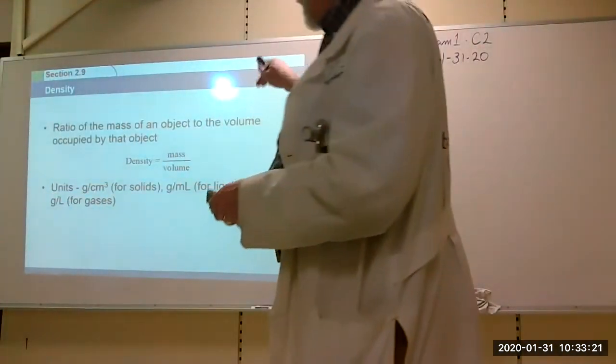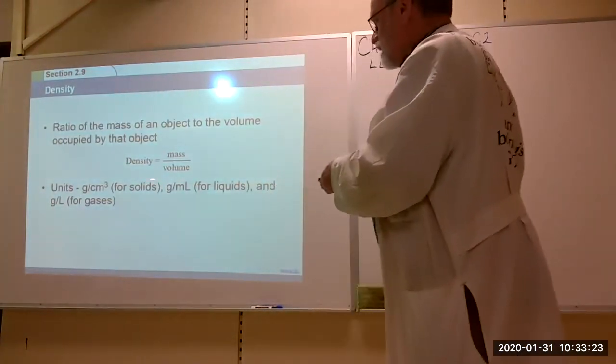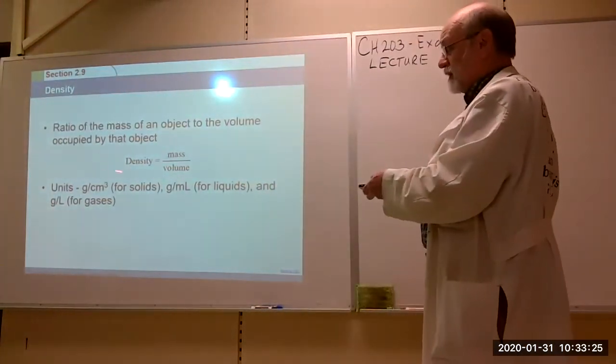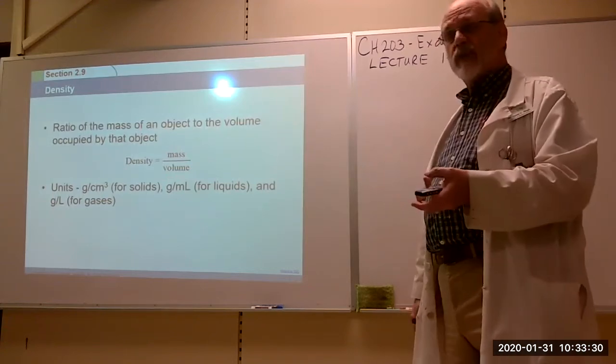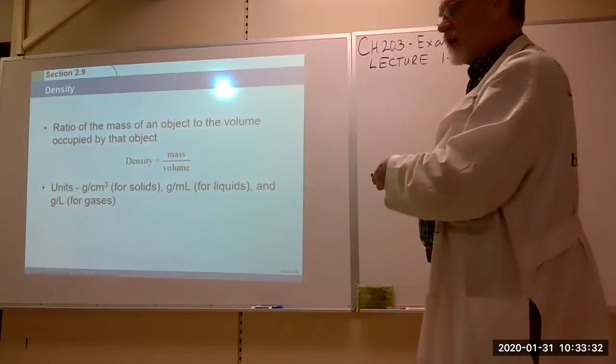So this is the operative calculation for density. If you know the mass of an object and how much volume it occupies, you just divide one into the other and you get the density.